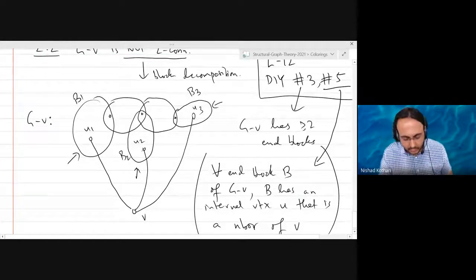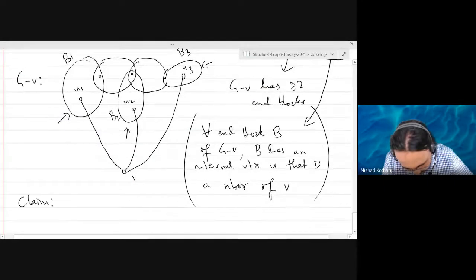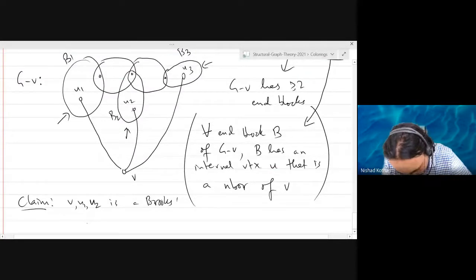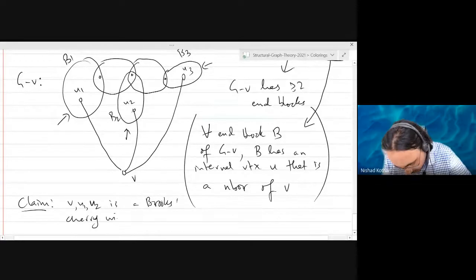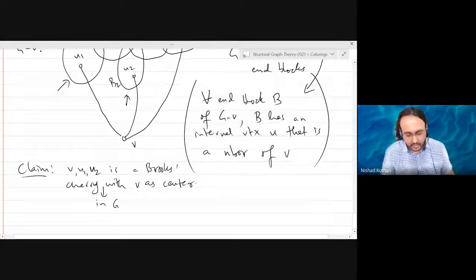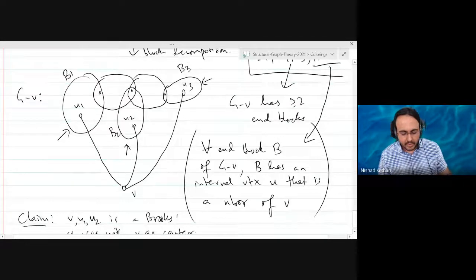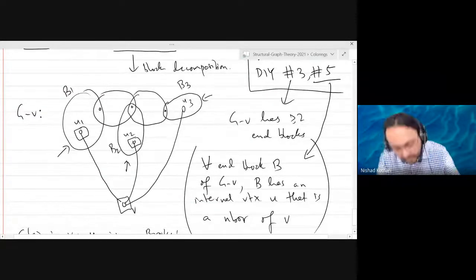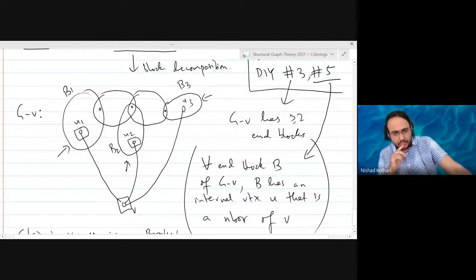Exactly. So the claim is that V, U1, U2 is a Brooks cherry in G, with V as the center. So this is all we need to prove: that I can pick 2 end blocks, B1 and B2, and the vertex V, and these 2 vertices, U1 and U2, which are internal vertices of these two end blocks that are neighbors of V. And I claim that this is a Brooks cherry.